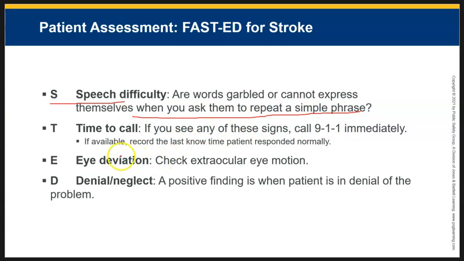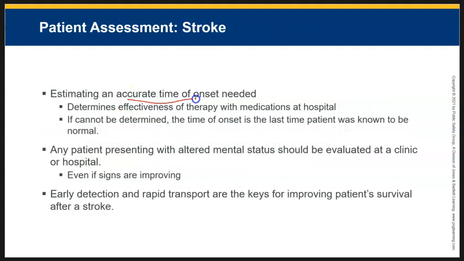And what you need to do then is respond with calling for medical care. Call 911 immediately. And if possible, make sure that you can describe to 911 the onset of the condition. Eye deviation, extraocular eye motion, or denial or neglect. If you have a positive finding and the patient denies the problem, we need to consider that as well. So this accurate time of onset can be part of our handoff report to the ambulance.